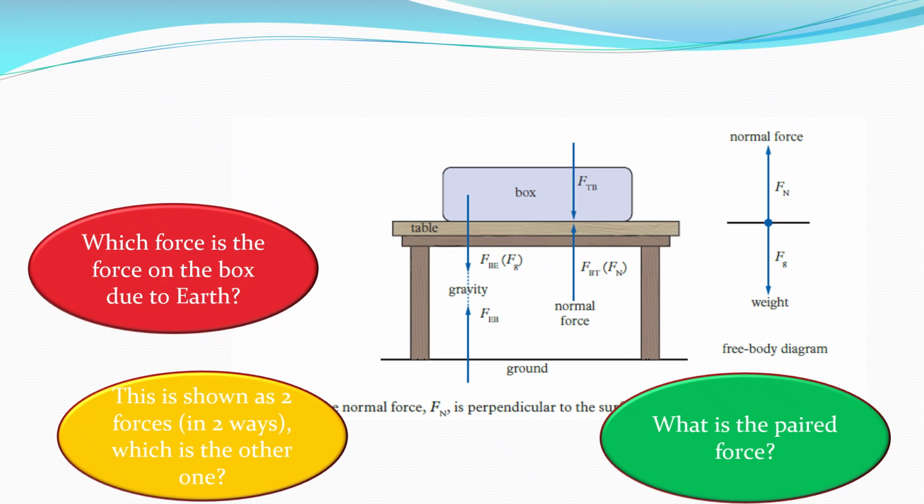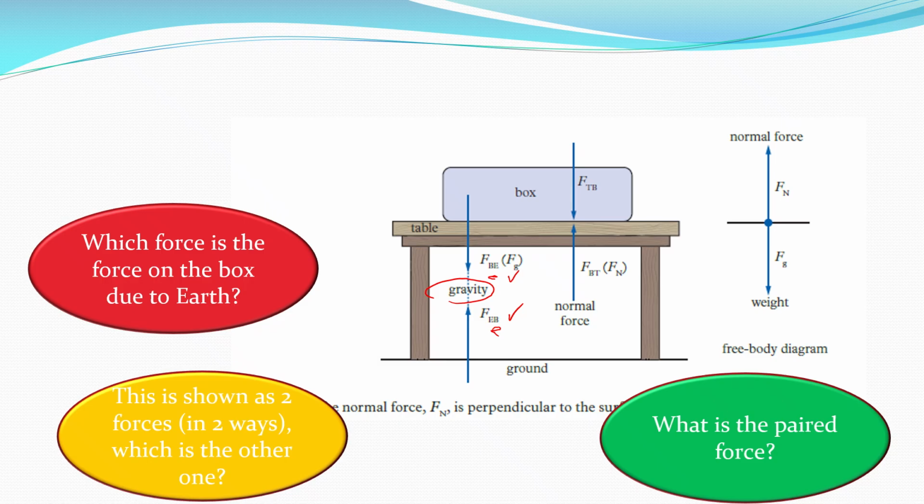What is the force on the box due to Earth? This is gravity over here. All right, and there's my two variables over there. So the force on the box due to Earth and the force on Earth due to the box, because they're paired forces. That's why they're equal and opposite.